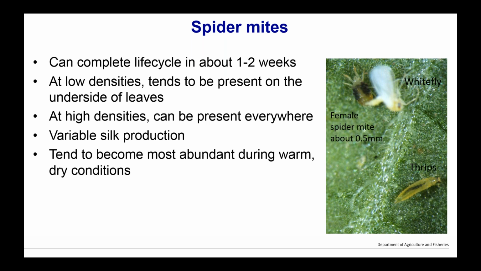Spider mites tend to become most abundant during warm months, so in spring and in autumn, particularly when it's warm and dry. And this sort of condition can occur in protected cropping basically any time of the year, depending on the environmental controls of the structure.